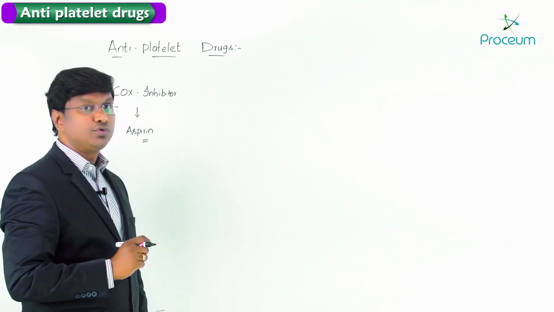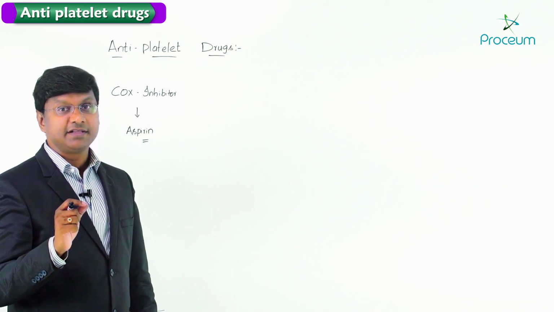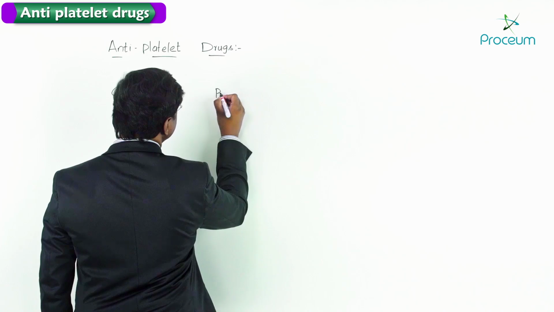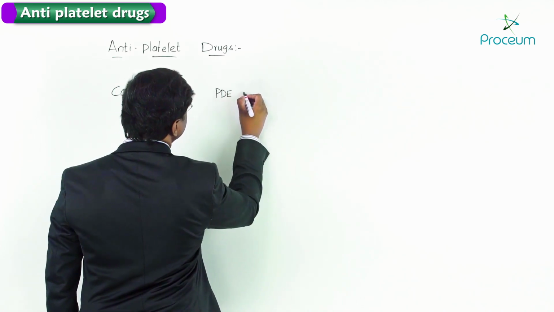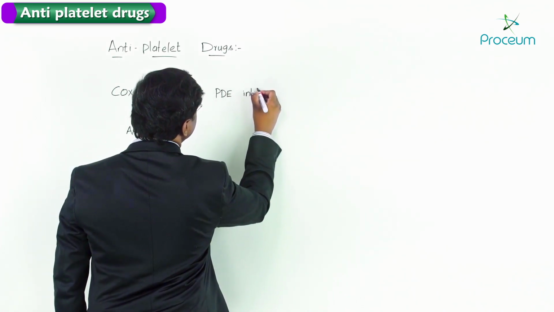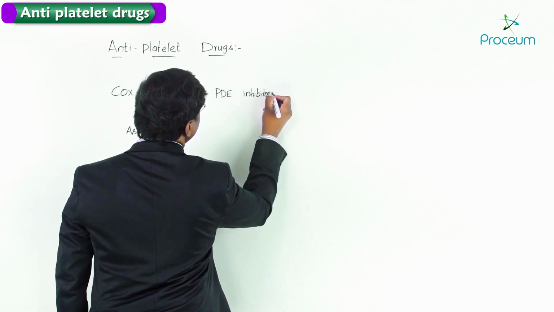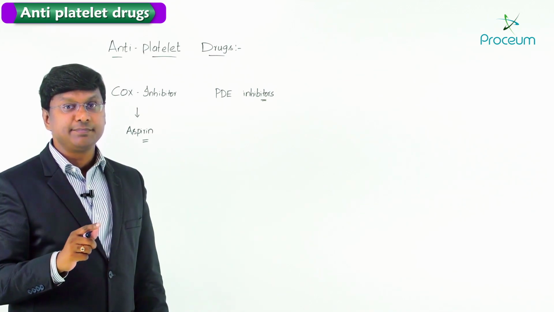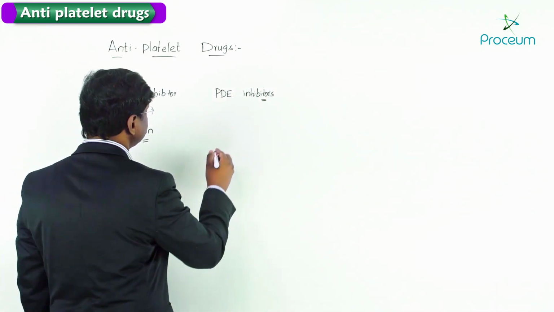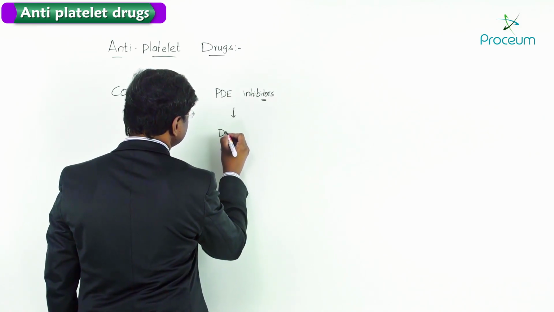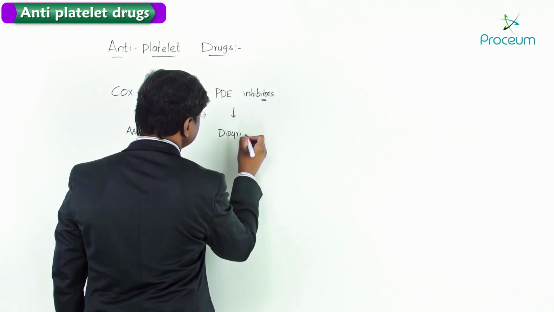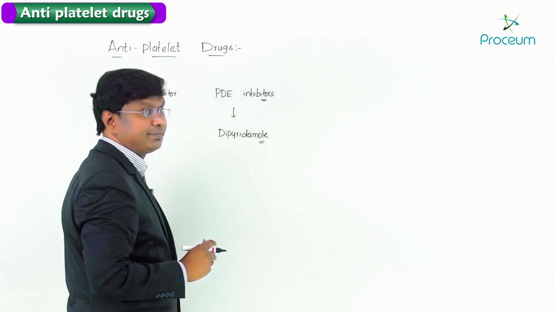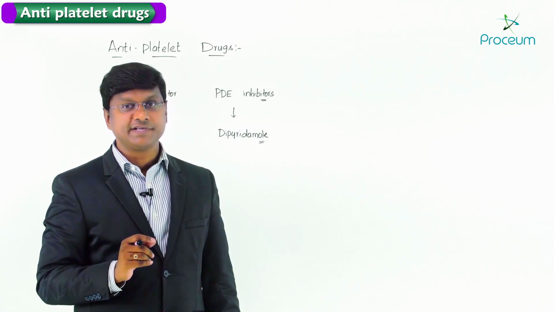The next important group of drugs having the antiplatelet effect is phosphodiesterase inhibitors, right? PDE inhibitors, phosphodiesterase enzyme inhibitors. The example is dipyridamole, that is your phosphodiesterase inhibitor.